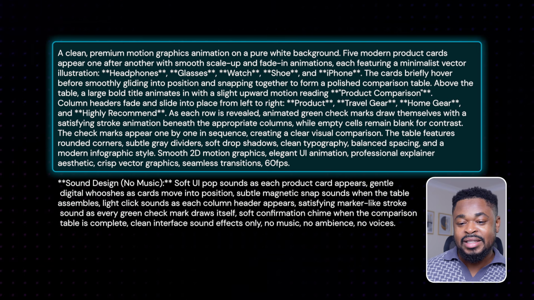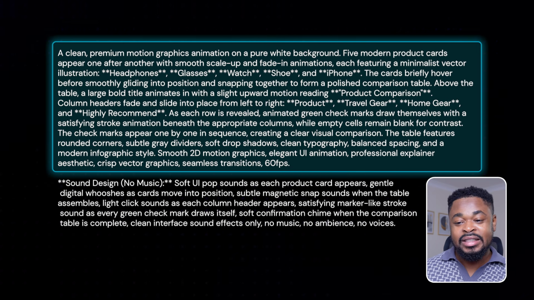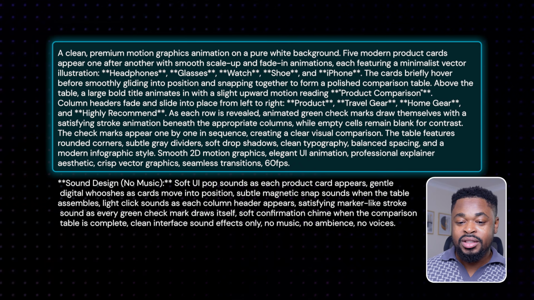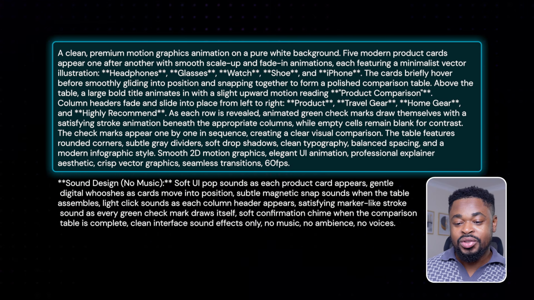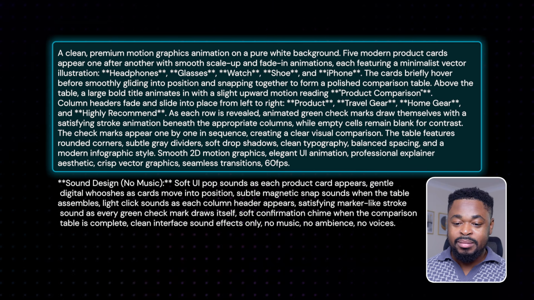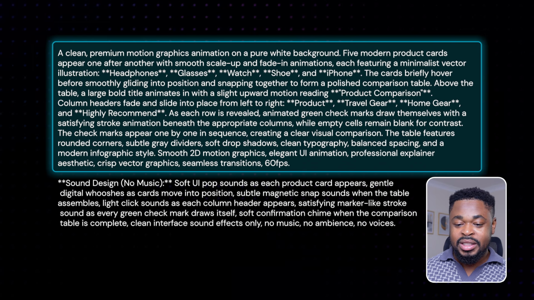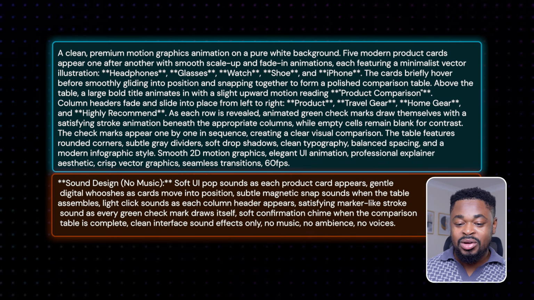5 modern product cards appear one after the other with smooth scale up and fade in animations, each featuring a minimalistic vector illustration: headphones, glasses, watch, shoe, and iPhone. And then blah blah blah. Down here I describe the check marks and then the settings, and then here you can see the sound design, no music.